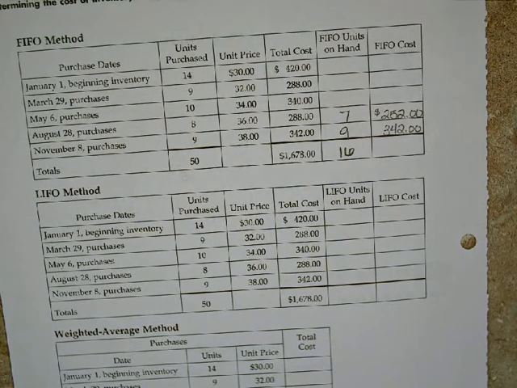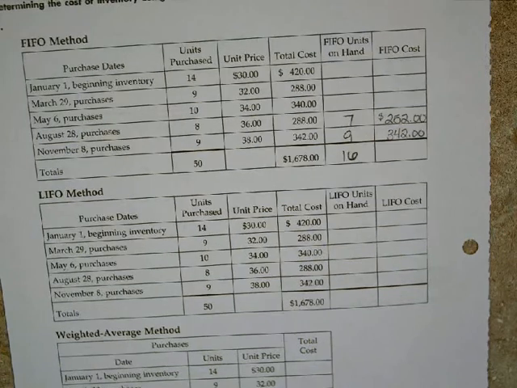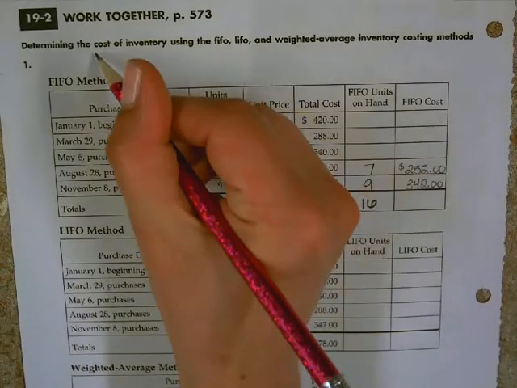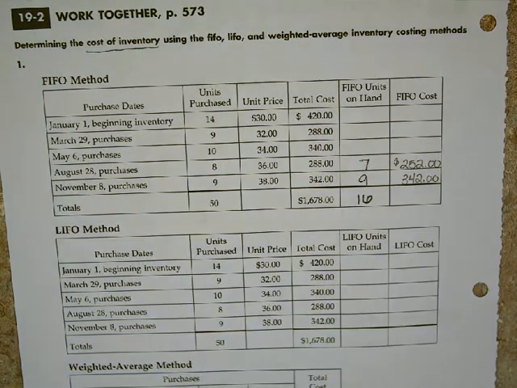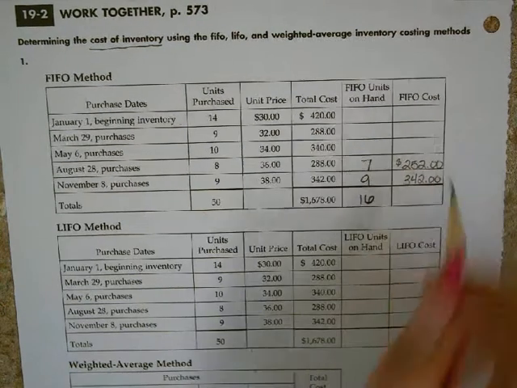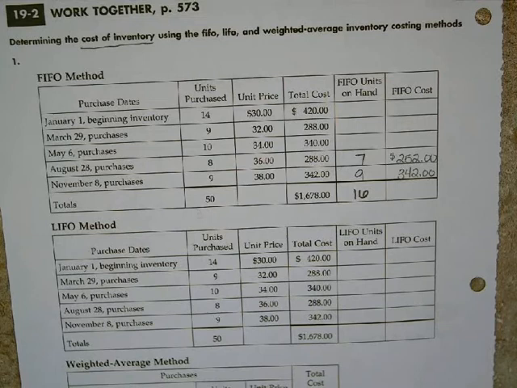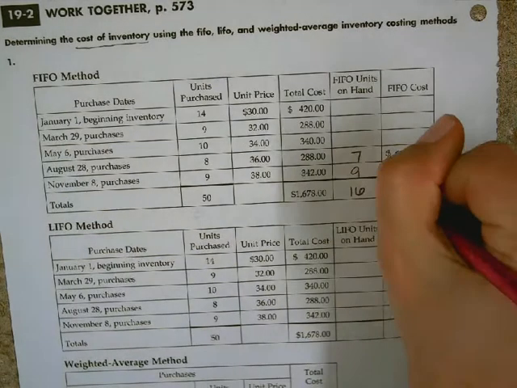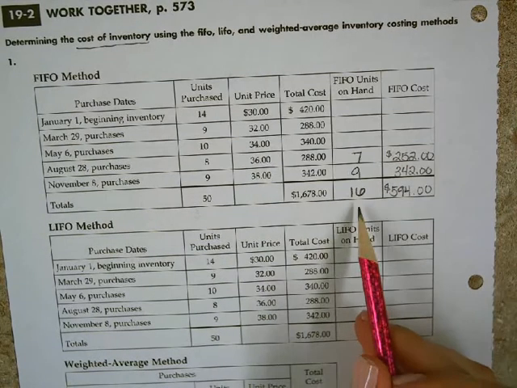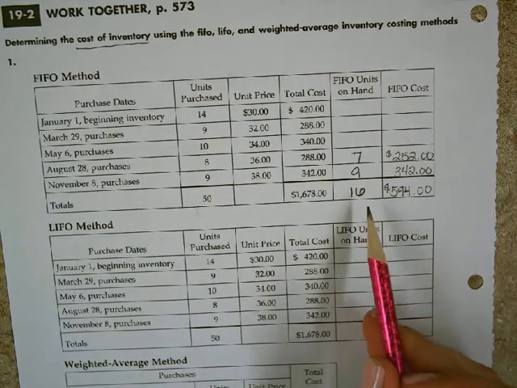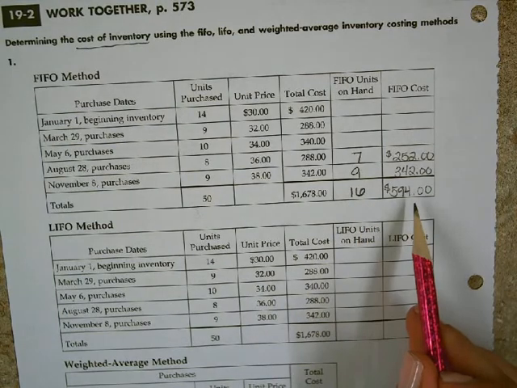Anything else? What am I doing here? So what else? What do I need? I need to total. Good. I need to total then my FIFO cost, which is, so this shows us that we have 16 units left in our inventory, and those 16 units are priced at $594. Okay. Questions on FIFO?